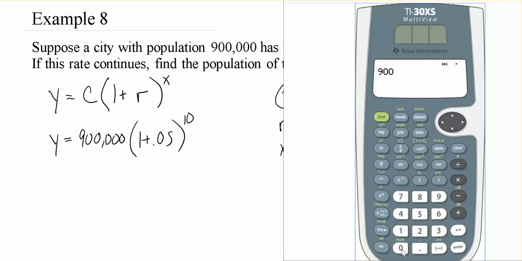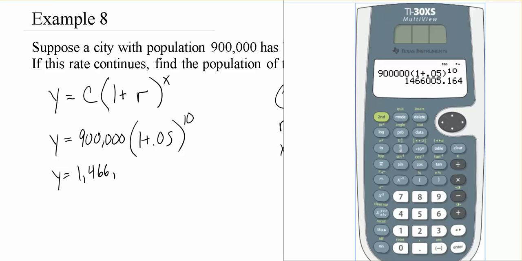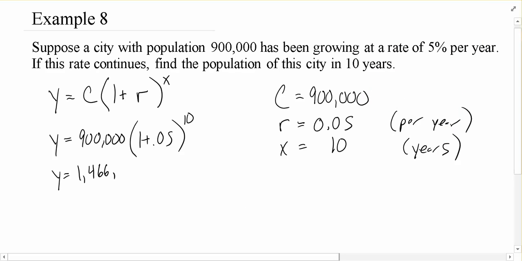So 900,000, parentheses, 1 plus 0.05, end the parentheses, raise that to the 10th power, and there's your answer. 1,466,005.